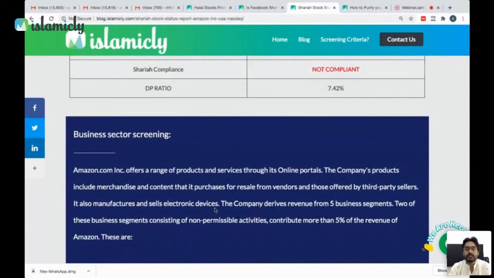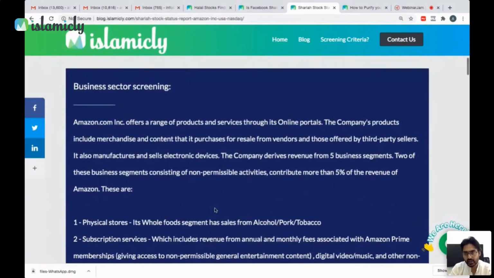Now, we've given a report on the business sector screening. The first level is business sector screening. So let's read this. Amazon.com Inc. offers a range of products and services through its online portals. The company's products include merchandise and content that it purchases for resale from vendors and those offered by third-party sellers. It also manufactures and sells electronic devices. The company derives revenue from 5 business segments.